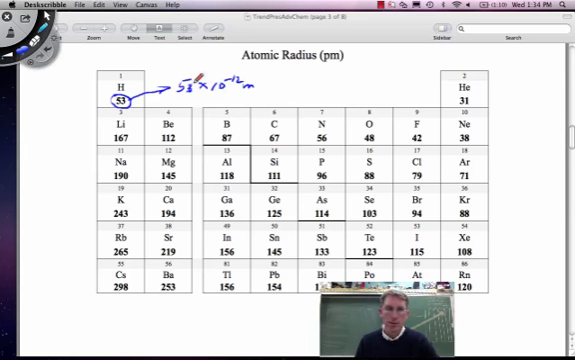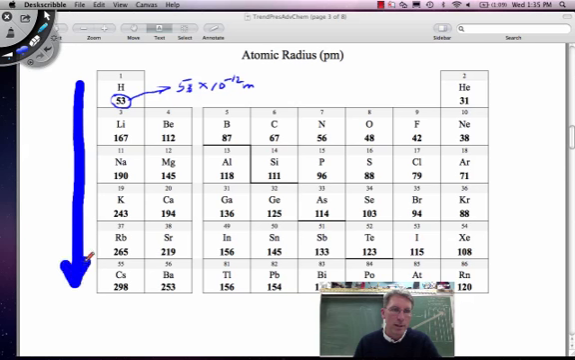If we look at the general trend, if we go down a family, the radius of 53 goes to 167, 190, 243, 265, to 298. So if we were going to say what is the general idea as we go down the table like so, we could say that generally atoms at the top of the table are small, and atoms at the bottom of the table are larger.